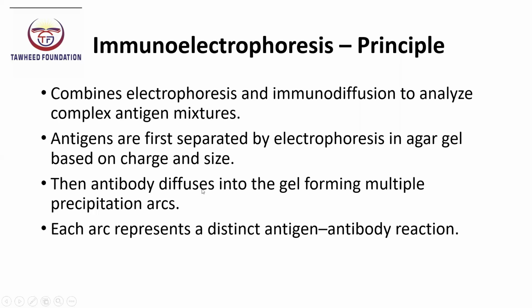So the antibodies then diffuse laterally through the gel towards the separated antigen bands. As the antigen and antibody fronts meet at optimal proportions, precipitin arcs form, each arc representing a distinct antigen-antibody reaction. Thus, immunoelectrophoresis not only separates but also identifies multiple antigens in a single sample, giving both qualitative and semi-quantitative information about serum proteins and other components.